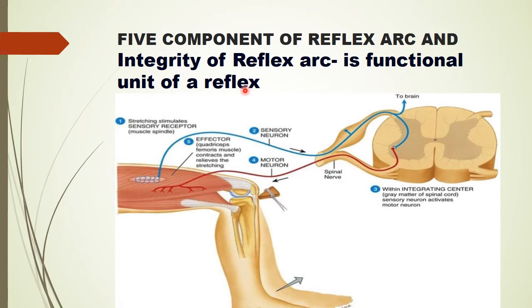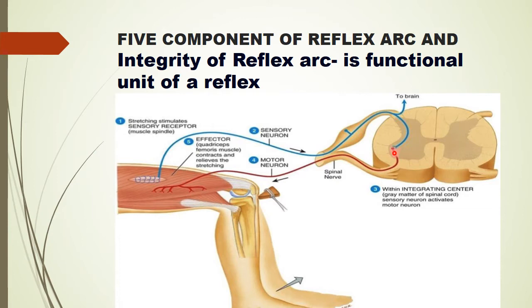So what are the 5 components of the reflex arc? We must know. First is the receptor. In deep tendon reflexes, it is the muscle spindle. Second, the impulses pass through the sensory neuron. Then it passes to the brain or to the spinal cord, anterior motor neurons. The third component is the integrating center. The synapse occurs between the sensory neuron and the neuron present in the anterior motor neurons, alpha motor neuron or gamma motor neuron.